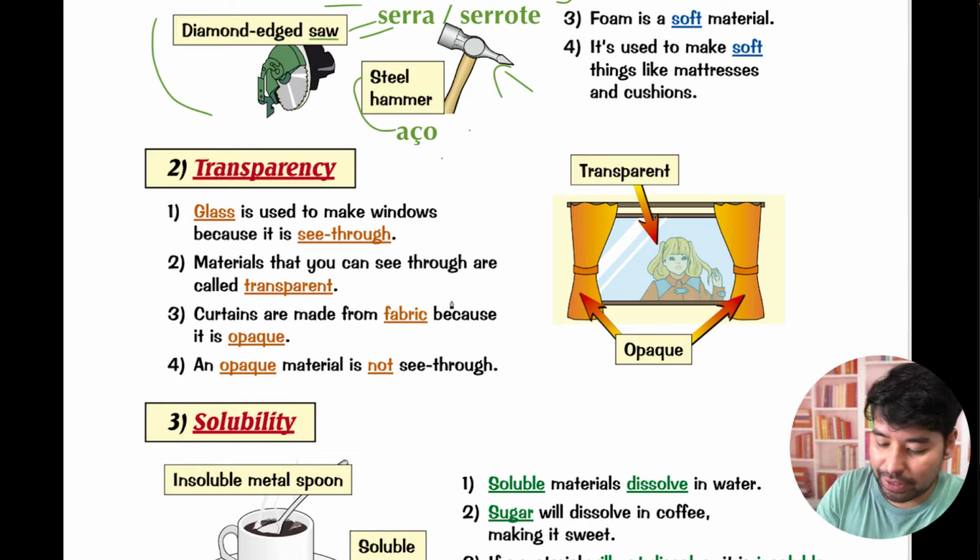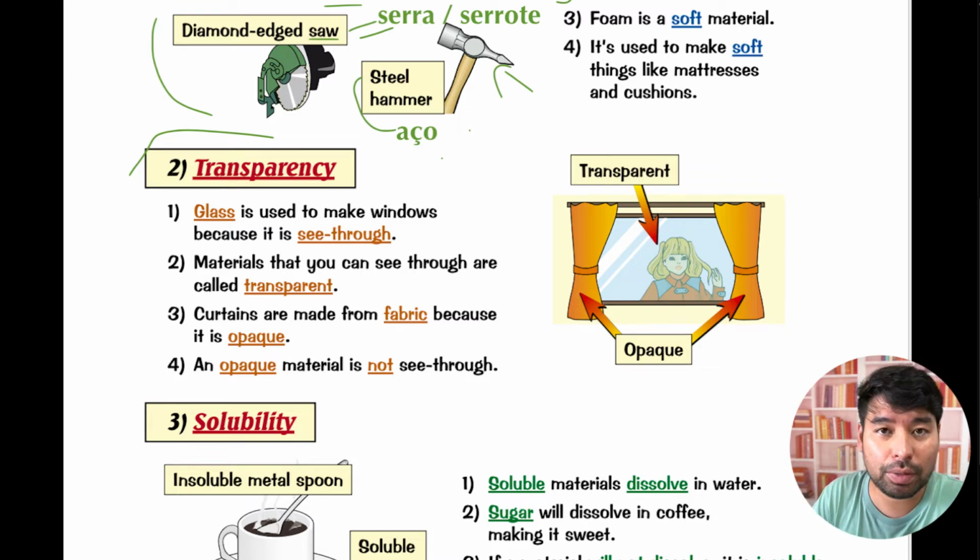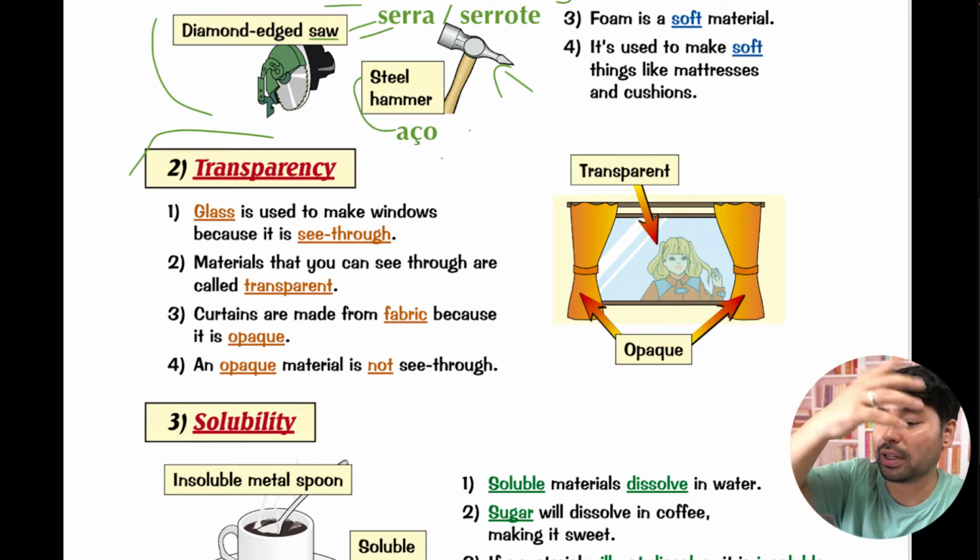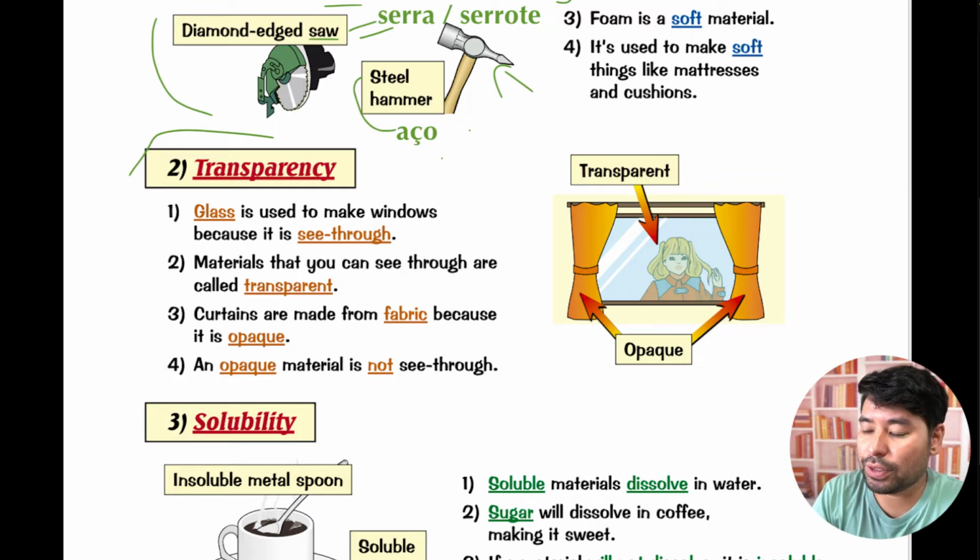The next item that we are going to talk about here, which is number 2 that we can see here. Yeah, the description is transparency. Transparency. Let's listen to the native speaking. Let's see if it matches. Listen to. I think I got it right. Transparency. I think the same, right? Transparency. Anyway, so it's similar to a Portuguese word, right? Transparência. But anyway, let's see. Number 1. Glass is used to make windows because it is see-through. See-through. Ver através, ok? Se você see through, você consegue ver através, right?